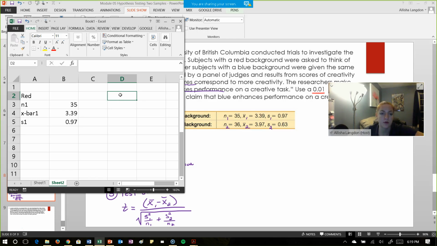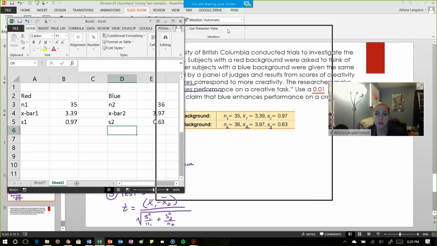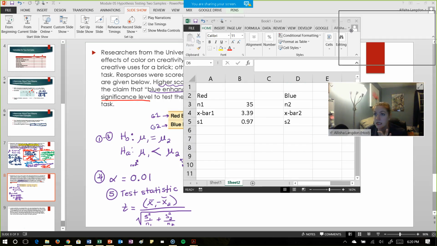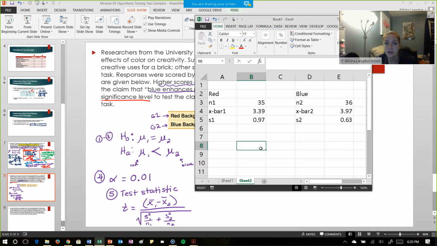Now let's do our blue group over here. Blue group, the more creative, n2 is going to be 36. So 36 people looked at this brick and came up with different creative ways to use it. x bar 2 is 3.97 and s2 is going to be 0.63. Okay, so we plugged in all of our information to Excel so we can use those reference cells to make our life a little bit easier. So down below, we're going to go ahead and come up with our test statistic.